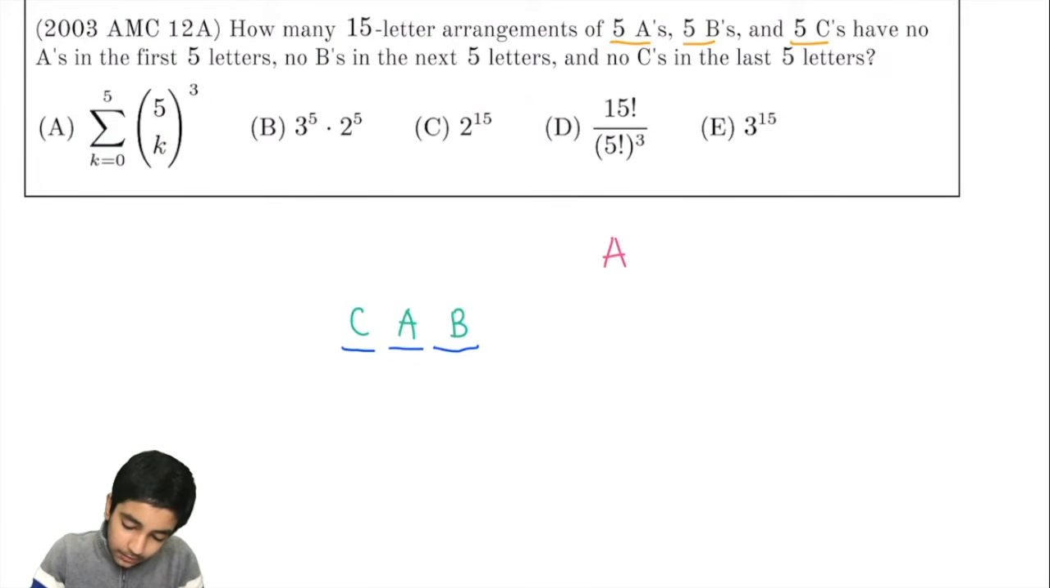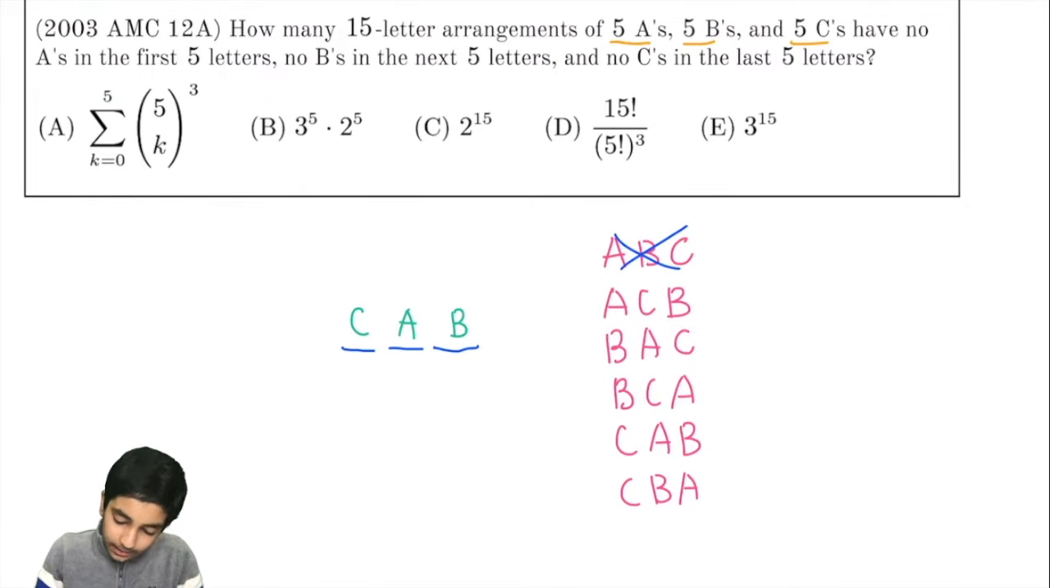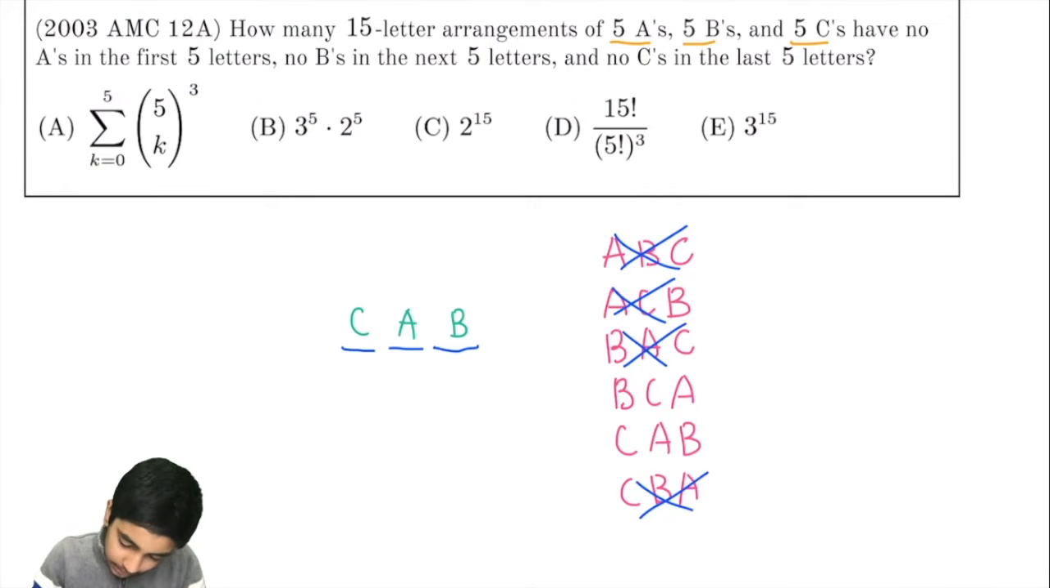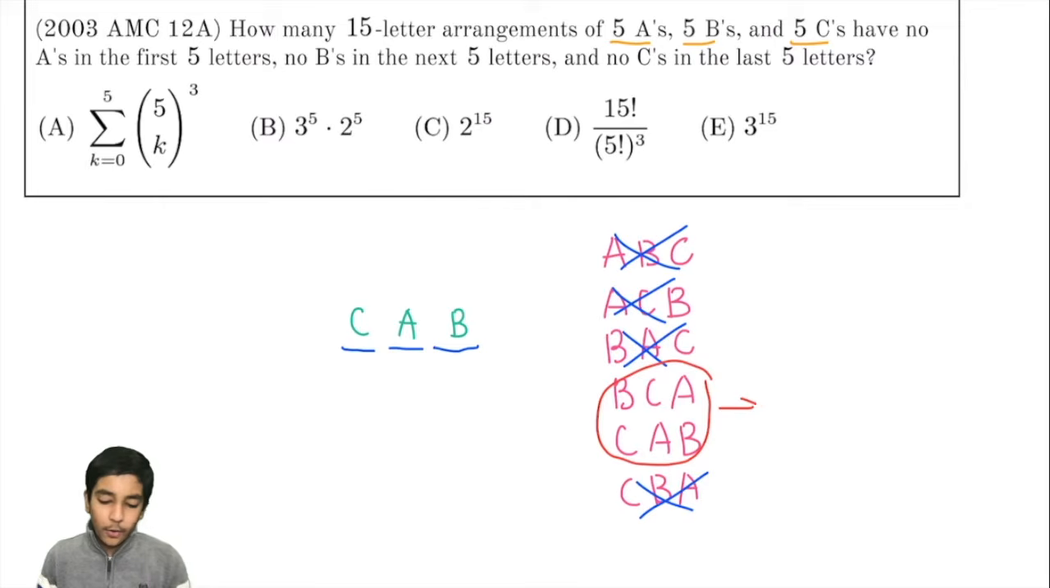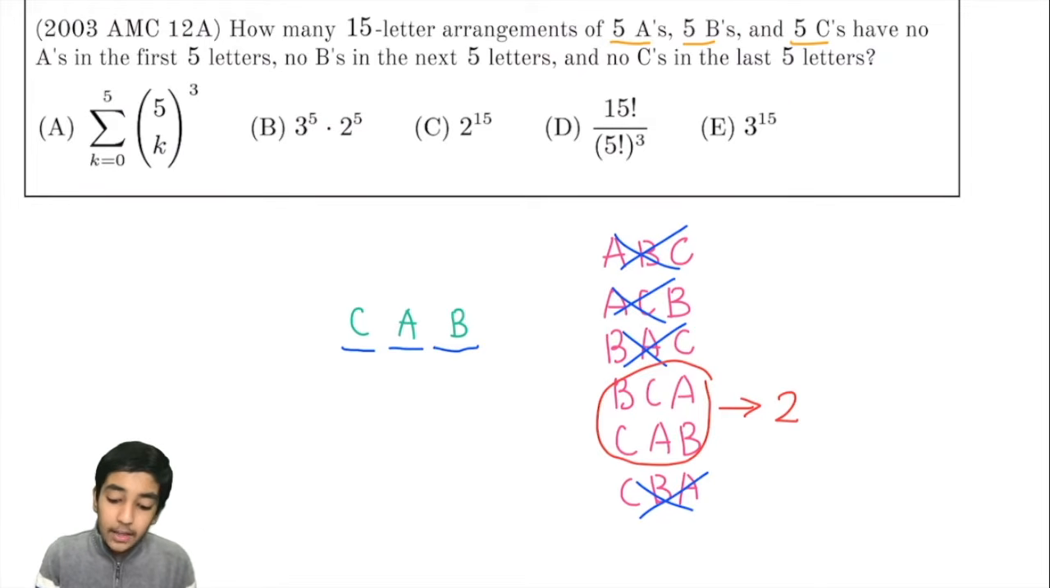So the permutations of ABC, ACB, I'm just writing out all the permutations, and I'll cross out the ones that don't work. You can see that the ones that don't work are the ones with A in the first letter, or B in the second letter, or C in the third letter. So we see that there are really only 2 possibilities left. Therefore, if instead of 15-letter arrangements, we have 3-letter arrangements, with 1 A, 1 B, 1 C, then the answer would be 2.